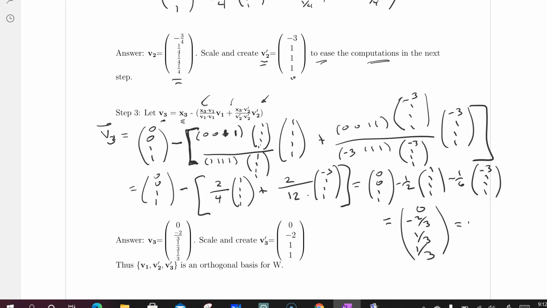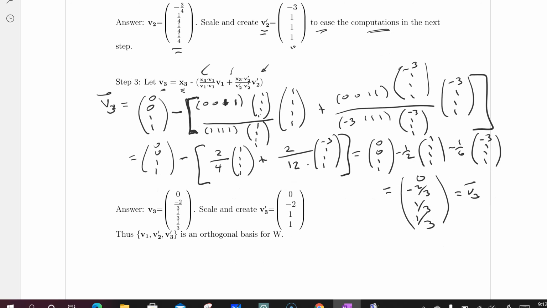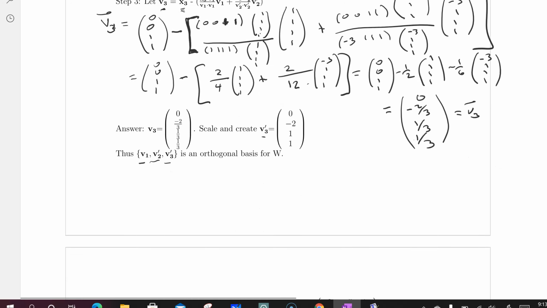So that's my V3. Again, we've got some not so pretty fractions, so I can make a V3 prime and multiply this vector by 3. So this V1, V2, and V3 is my orthogonal basis. I'm not going to write them all down again. You can see them, my orthogonal basis.